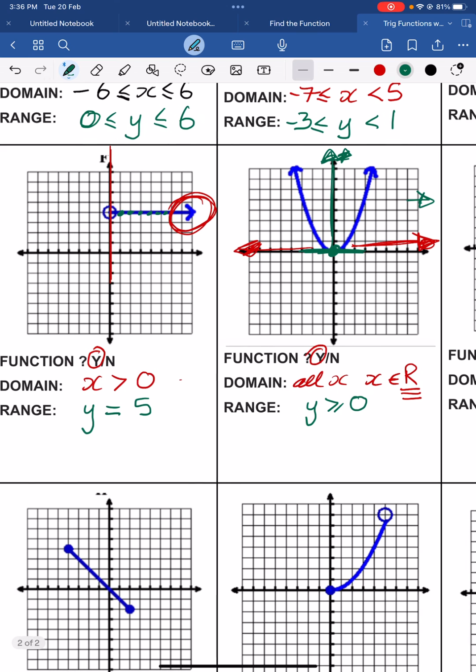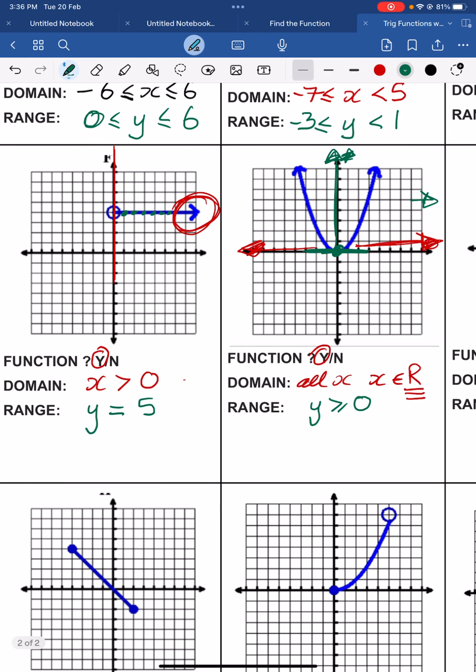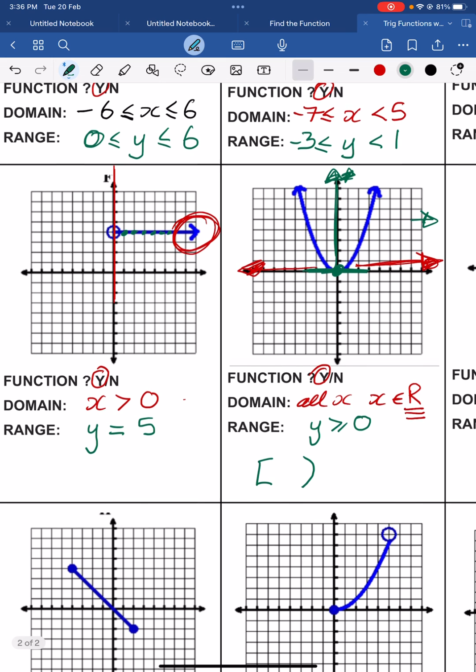And that's the acceptable notation for domain and range. You might come across other notation which includes square brackets and curved brackets, but we will be using this inequality notation.